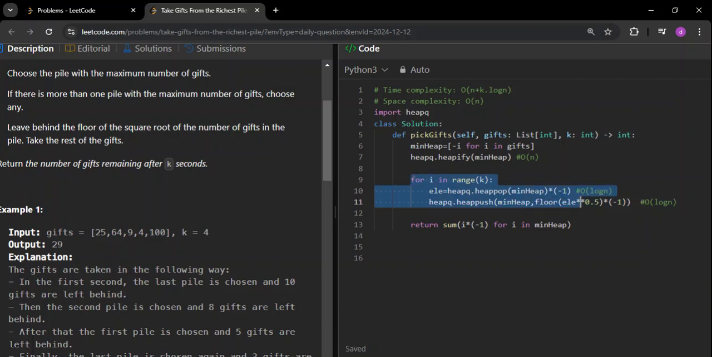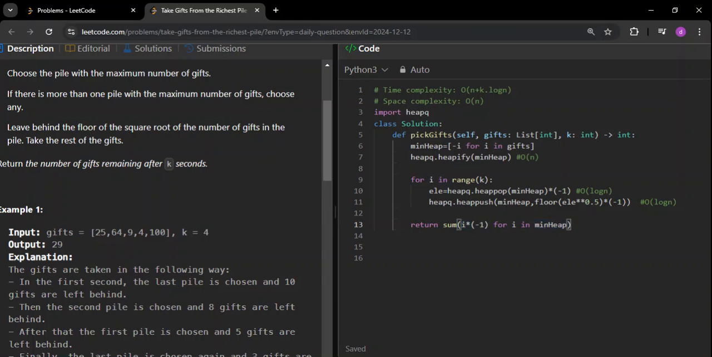Fine. Once I have done all of these, after k seconds, I have to return this sum. While calculating the sum, remember one thing: all the elements in this heap have one extra minus sign. So while taking the sum, you have to ensure that you are removing that minus sign. So I'm going through all the values in this min heap, and while taking the sum, I'm multiplying them with -1, and then I'm taking the sum.